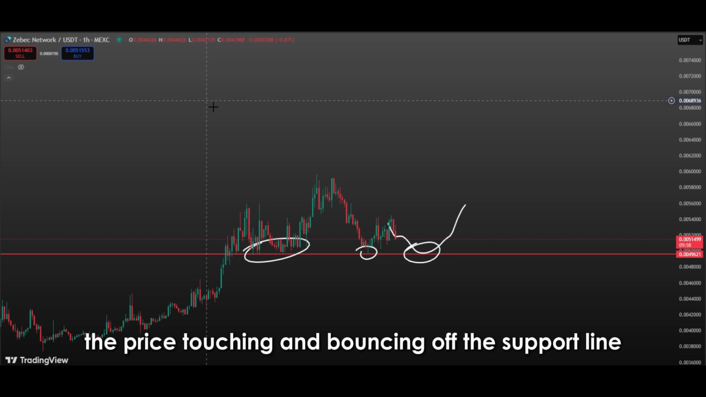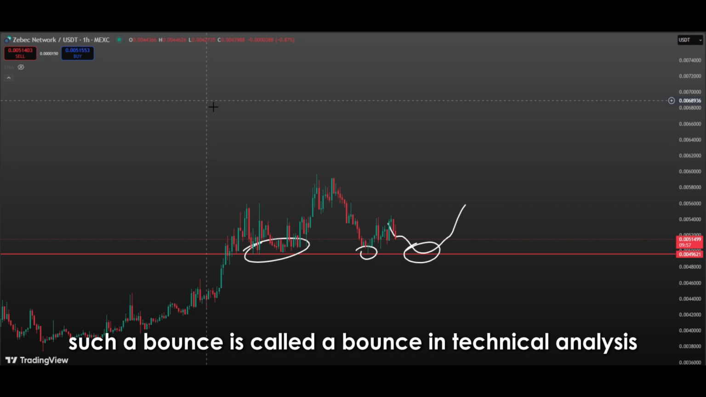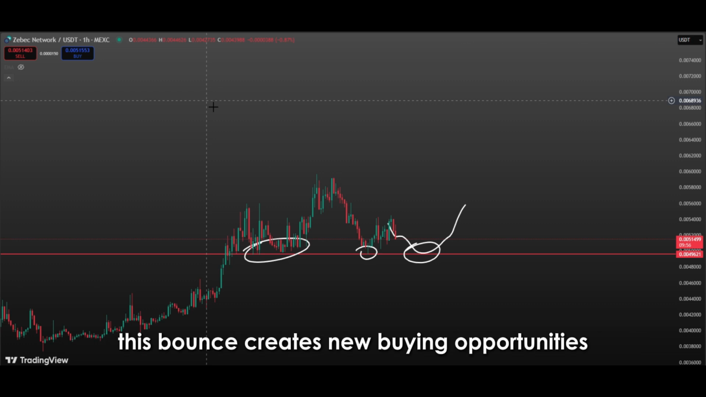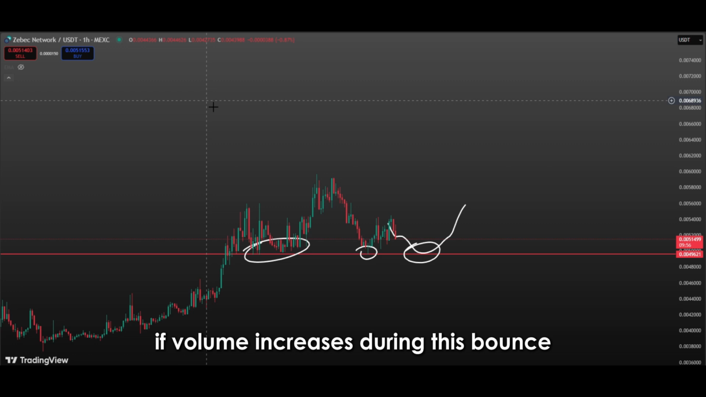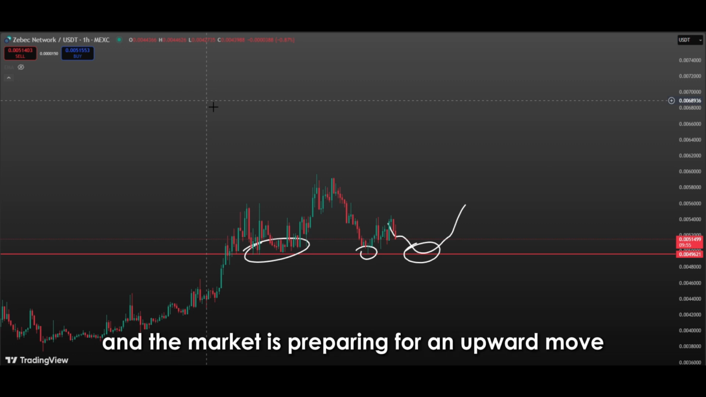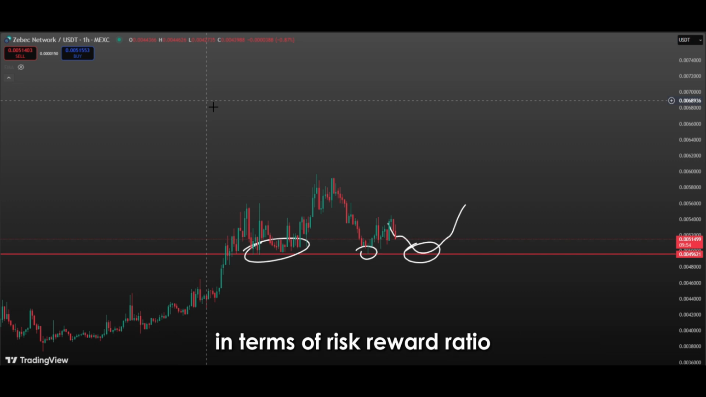The price touching and bouncing off the support line is often a sign of a bull market or at least a short-term recovery. Such a bounce is called a bounce in technical analysis. This bounce creates new buying opportunities. If volume increases during this bounce, it shows that buyers are strong and the market is preparing for an upward move. These kinds of scenarios are also advantageous in terms of risk-reward ratio.